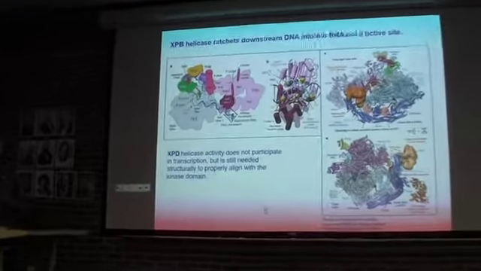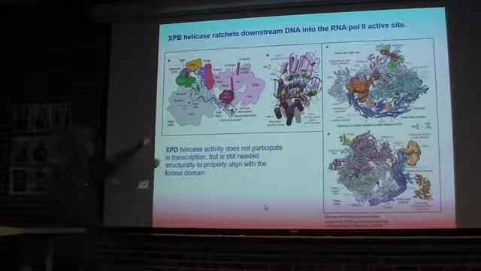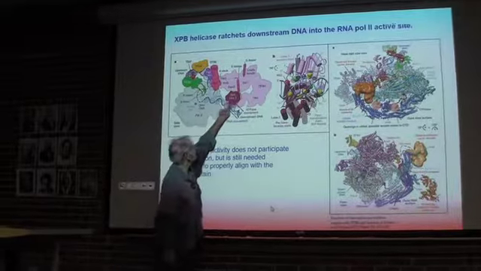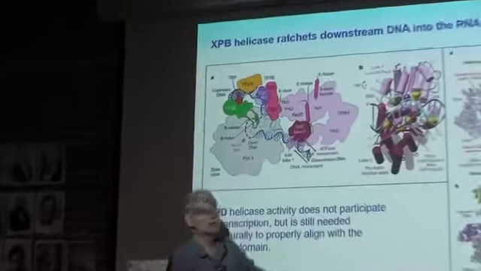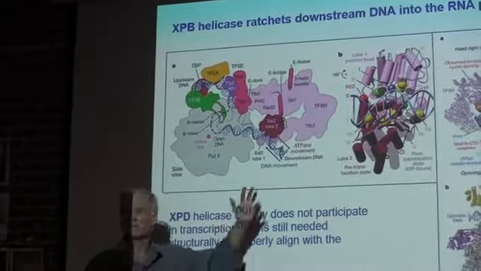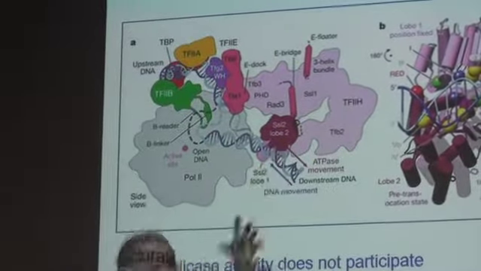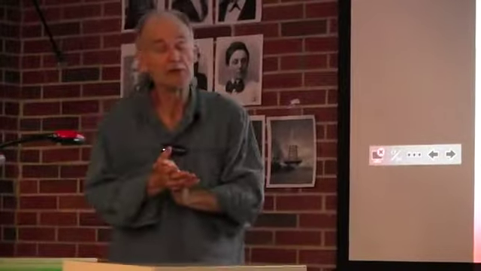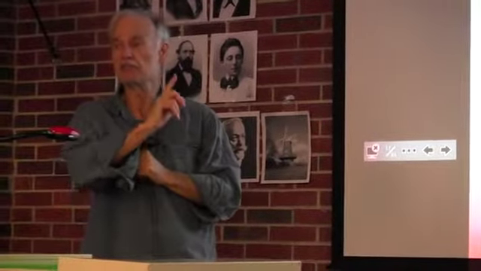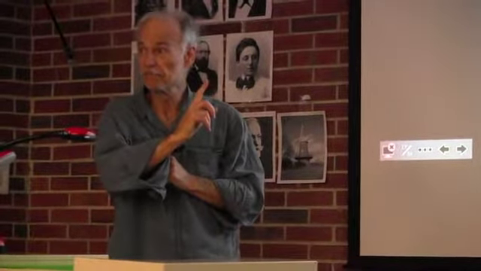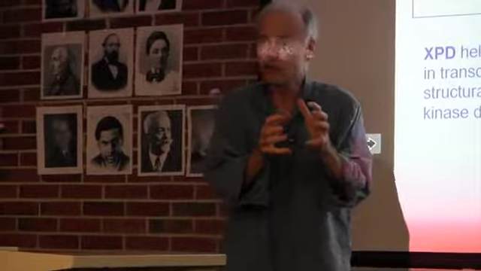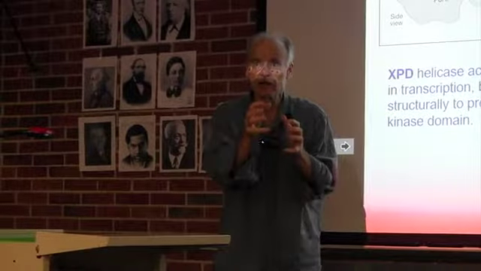Now this is the really neat stuff here. This diagram, you see these things right here? Lobe 2, lobe 1. What a cool name, right? These are two little parts of XPB, the one that's involved in transcription. They form an ATP-driven ratchet machine.